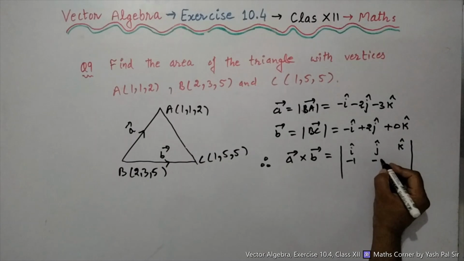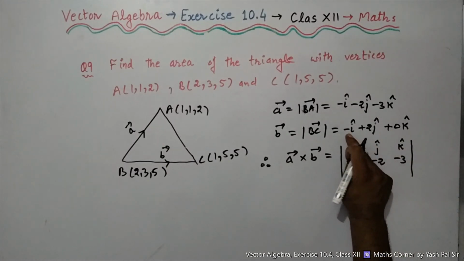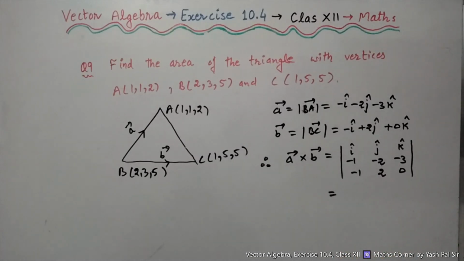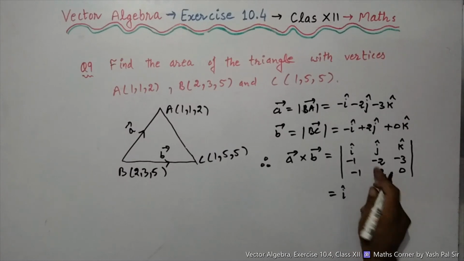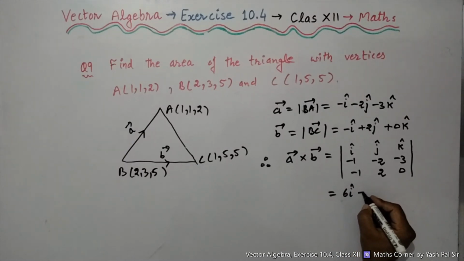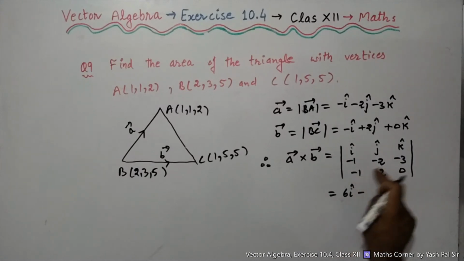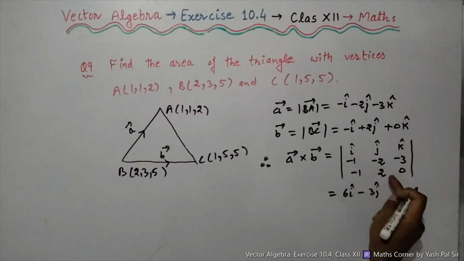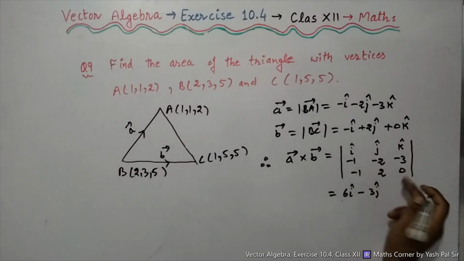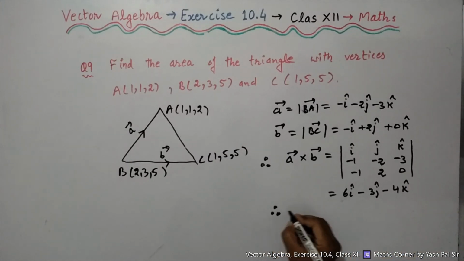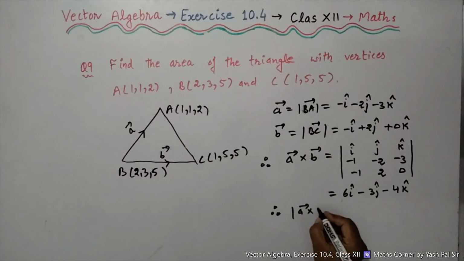So A cross B is equal to the determinant i, j, k, minus 1, minus 2, minus 3, minus 1, 2, 0. So this is equal to i into (minus 2 into 0 plus 6). So this becomes 6i. This is 3j. Next k component is minus 2 minus 2, minus 4k.